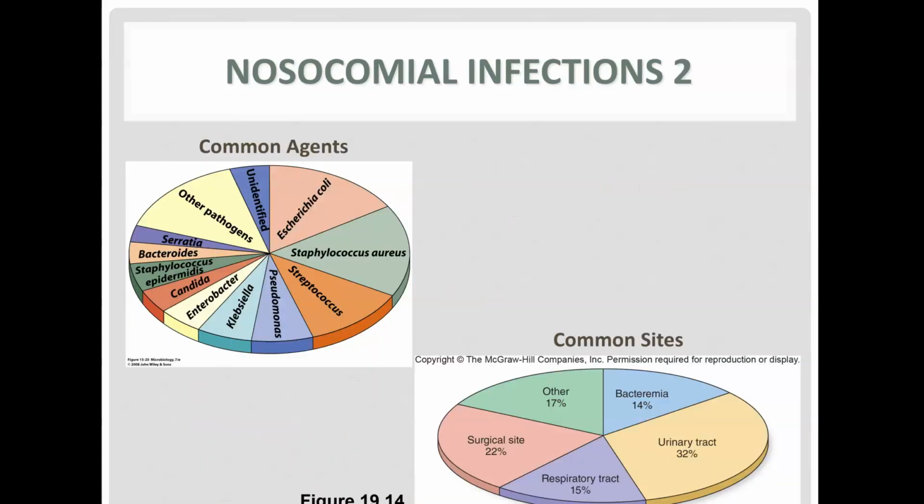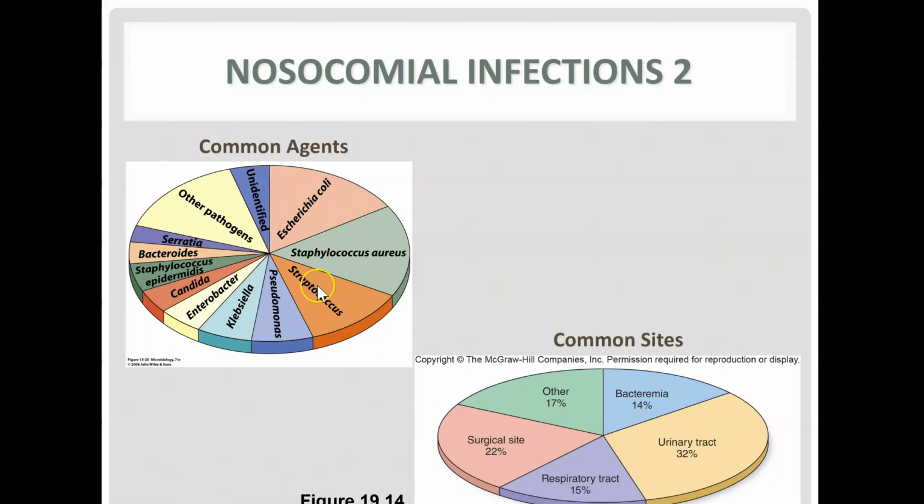So where do patients, this actually addresses two things. What are the most common routes of transmission? This is the bottom pie chart. And what are the most common agents? Let's start with the agents, because this pie chart basically tells you that it's a smorgasbord, right? There are so many different pathogens that can be the causative agent.